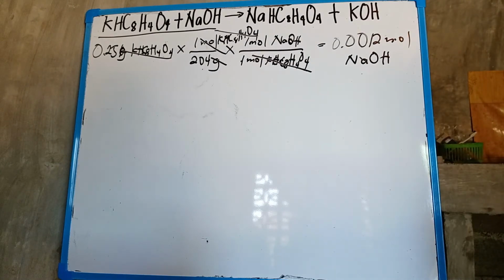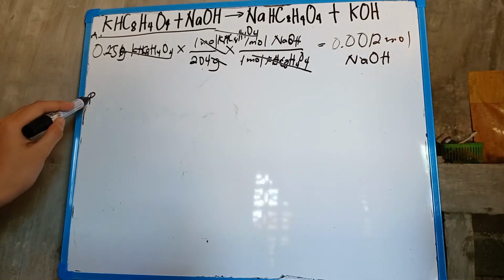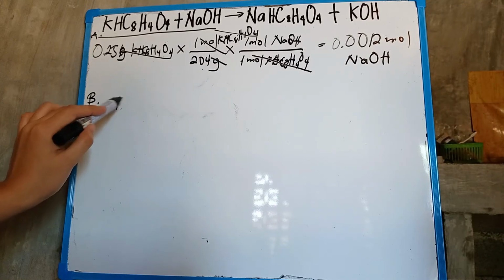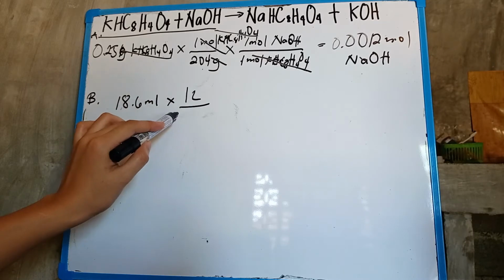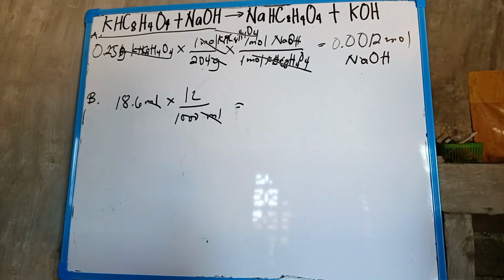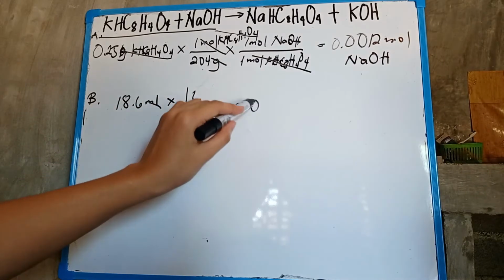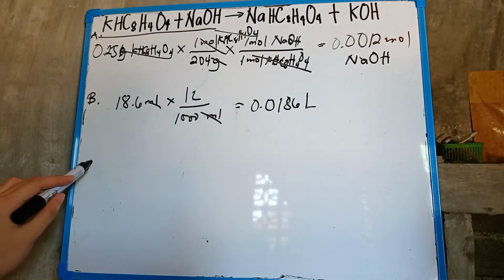We can now solve for our molarity because we have our volume, but since our volume is in ml, we need to convert it. This is step A and this is letter B. Convert 18.6 ml, multiply by 1 liter divided by 1,000 ml. Cancel out, so we have 0.0186 liter.